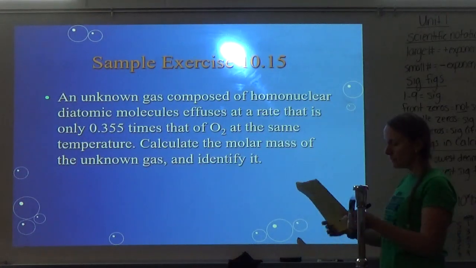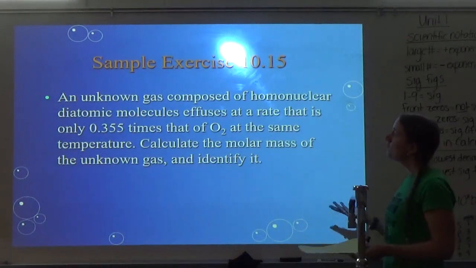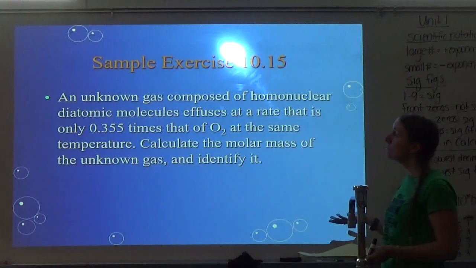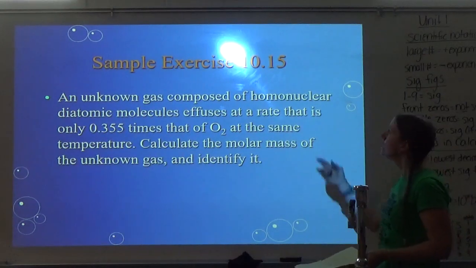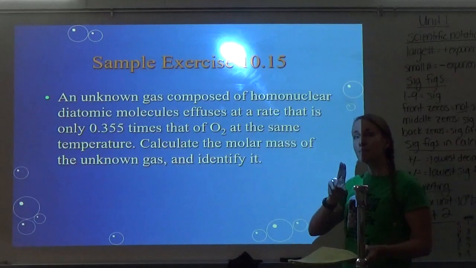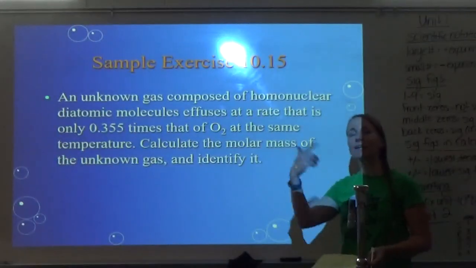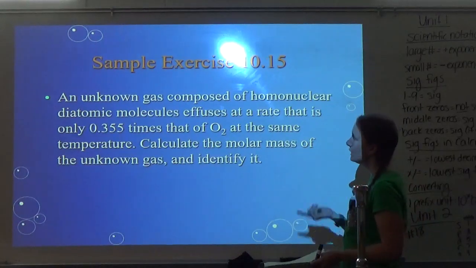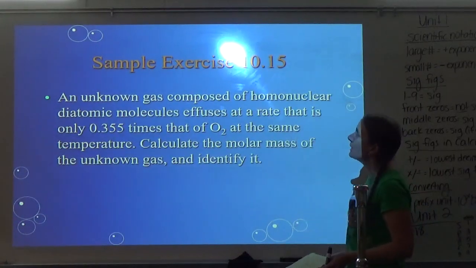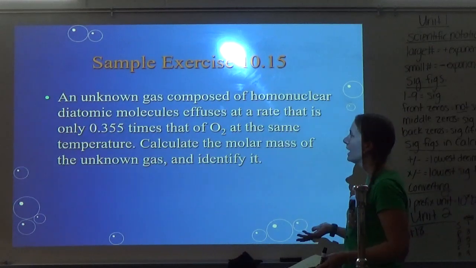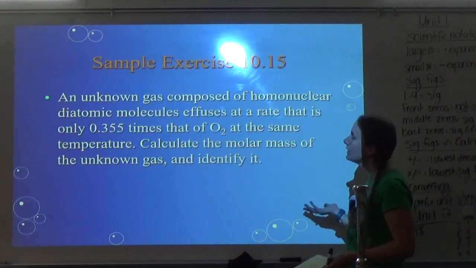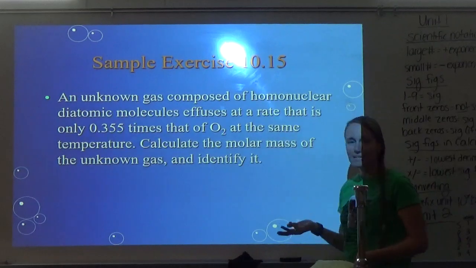All right, so let's look at the first one together. It says an unknown gas composed of homonuclear diatomic molecules. So homonuclear means it's the same atom, and it's a diatomic molecule. That's important. So it's something like Cl2 or Br2 or H2. It effuses at a rate that is only 0.355 times that of O2 at the same temperature. Calculate the molar mass of the unknown gas and identify it.